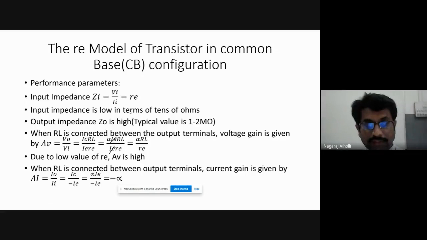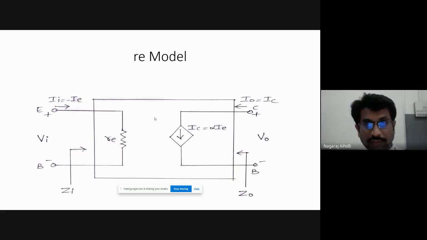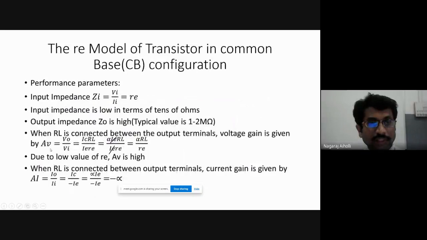Here we are connecting a load resistance. Now this is the circuit without the load resistance. We can see that no load resistance is connected; RL is not connected in this circuit. If we connect the load resistance RL in series with the collector to base terminals, then what will be the voltage gain? The voltage gain is the ratio of output voltage to input voltage. Therefore, AV, the voltage gain, is V0 by VI.